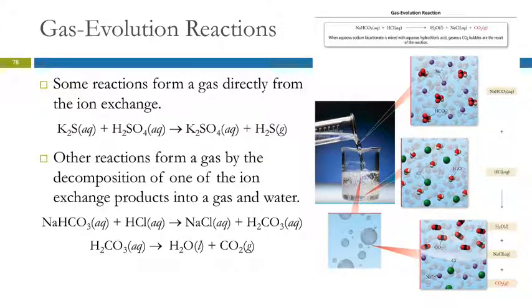Other reactions form a gas by making a substance that then decomposes into a gas. So sodium hydrogen carbonate, baking soda, plus hydrochloric acid makes sodium chloride and carbonic acid. Carbonic acid isn't stable. How do you remember that? Well, you just have to remember that. Carbonic acid isn't stable. It'll decompose into water and carbon dioxide, and the carbon dioxide will bubble up. That's what's happening in a soda.